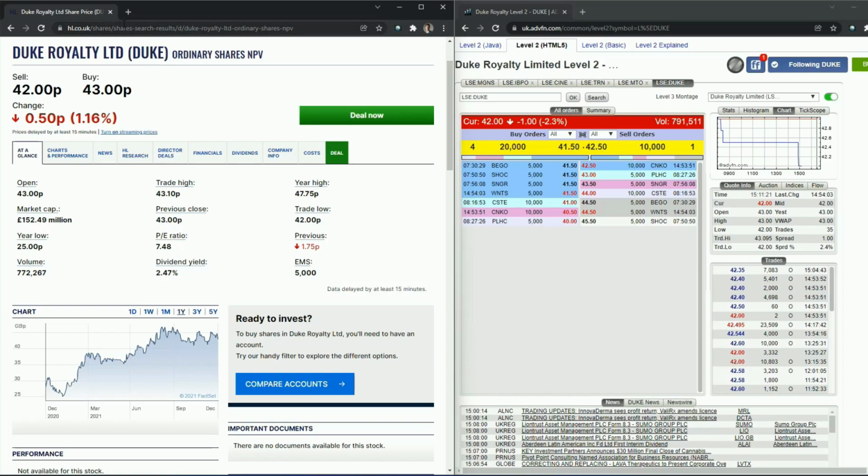If I refresh HL's website now, it might update in line with the level 2 information, but it might not, depending on how far behind it is.